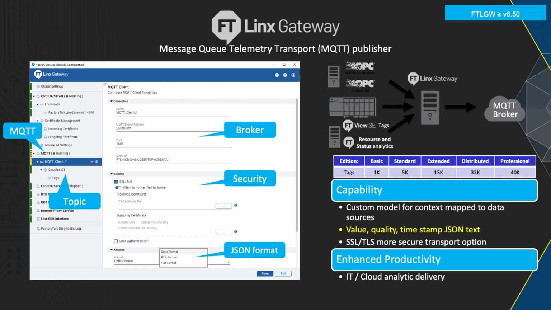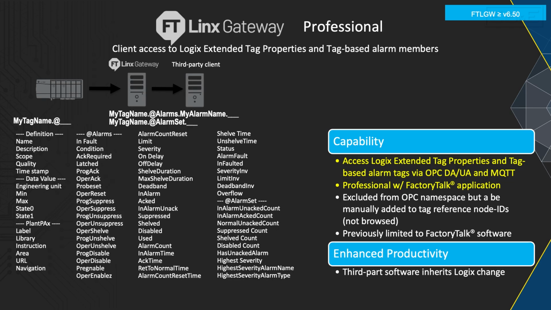To break down FactoryTalk Link, if you get the basic, you can do 1,000 tags of MQTT. If you go to Professional, you can do 40,000 tags of MQTT going out. In other words, you have to be on the Professional version of Link Gateway to do this.